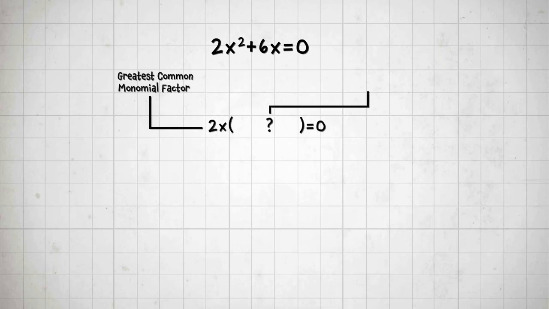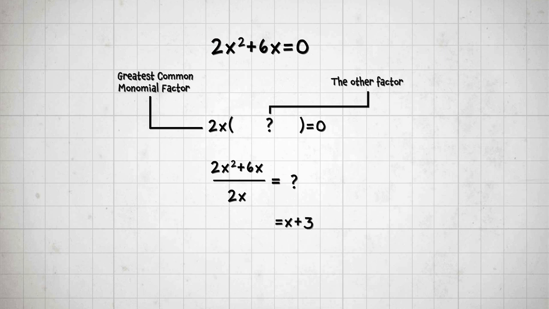What is the greatest common monomial factor? Did you say 2x? If you did, you are right. So how do we obtain the other factor? We divide the polynomial by this GCMF. And what is the result if we divide 2x squared plus 6x by 2x? The result is x plus 3. Hence, the equation 2x multiplied by the binomial x plus 3 equals 0.